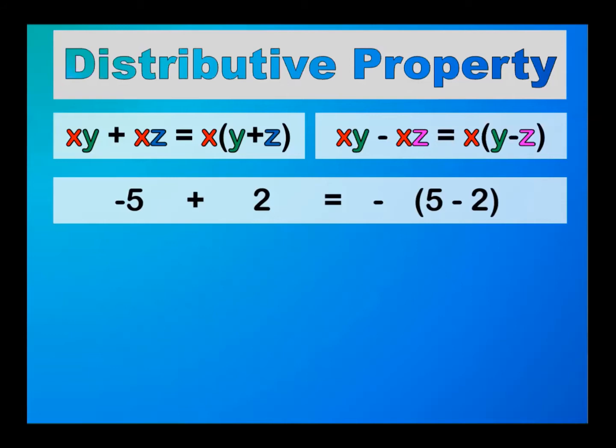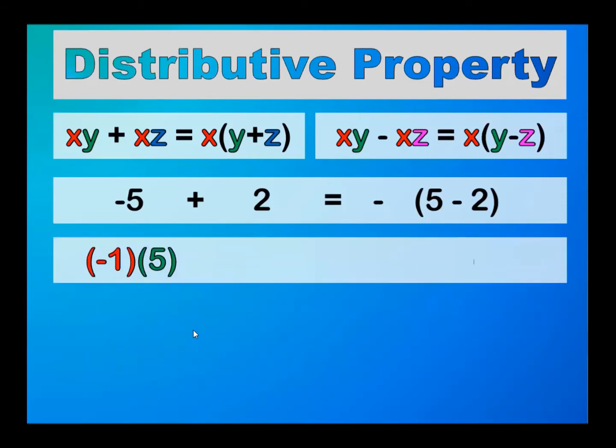So how can you get -5 plus 2 equal to negative parentheses 5 minus 2? You can rewrite -5 to be -1 times 5. So you still need a plus sign because the equation has a plus sign. And then you can rewrite 2 as -1 times -2. You still need an equal sign because that's what the equation from the left side has. You can think of negative of everything as -1 times everything.